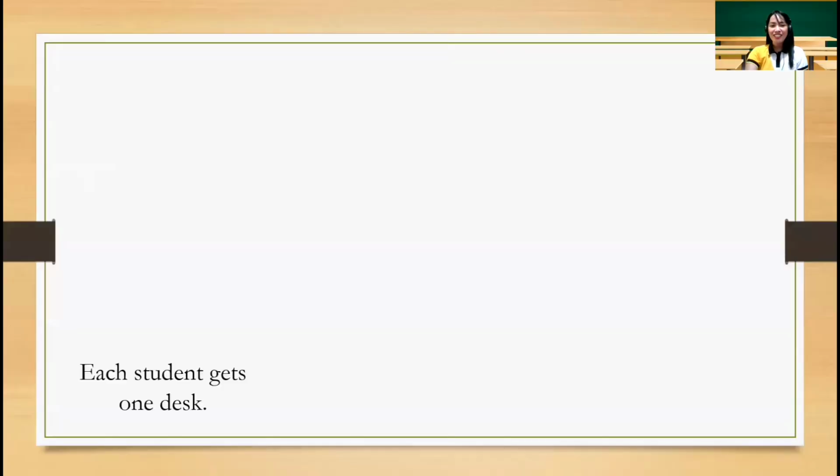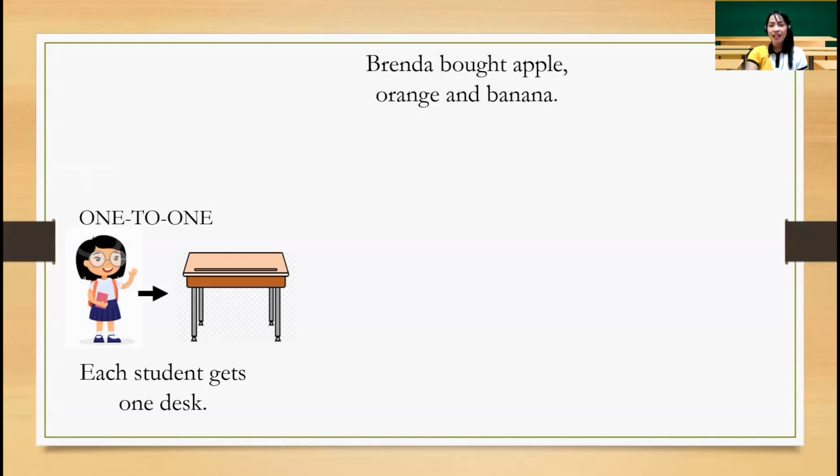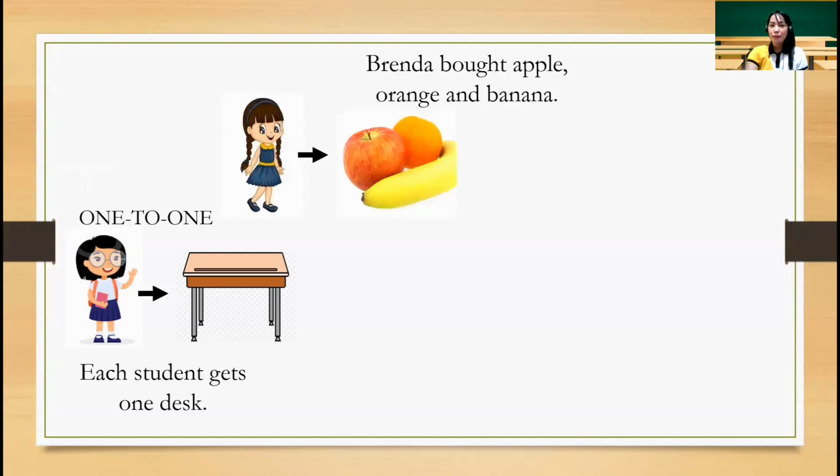Before we proceed to the definition of functions, let's have these examples. Number one, each student gets one desk. One student is associated to one desk. This is an example of one-to-one. One student to one desk. Brenda bought apple, orange, and banana. Brenda is associated to apple, orange, and banana. Since Brenda is paired to 3 fruits, this is an example of one-to-many.